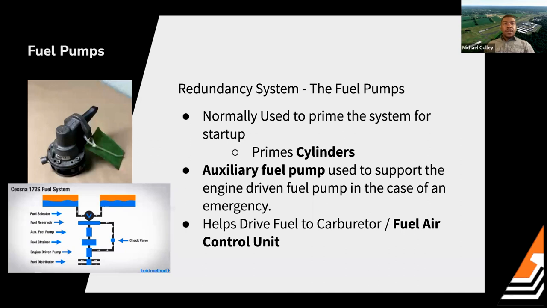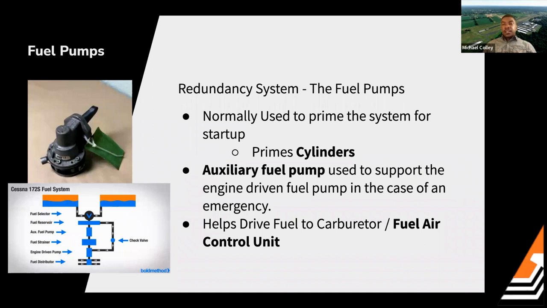Cool. Next, we have the fuel pumps. I like to call it a redundancy system, because we have two fuel pumps in the Cessna 172S particularly: the auxiliary fuel pump and the engine-driven pump. So they have both of them as backup. Normally, we use the auxiliary pump to prime the system. It injects fuel directly into the cylinders so that it's right there for the spark to be created. And in the case of an emergency, the auxiliary fuel pump is used to support the engine-driven fuel pump.